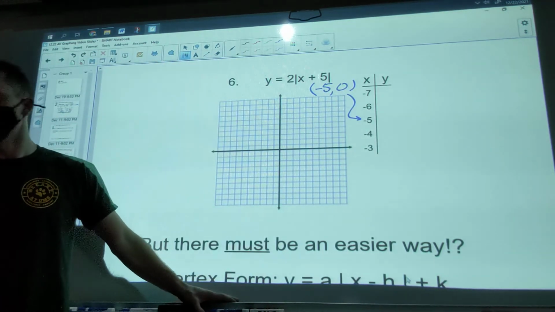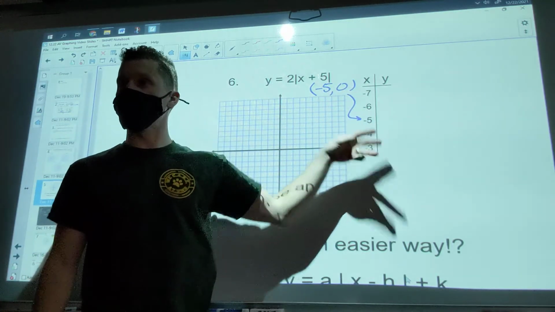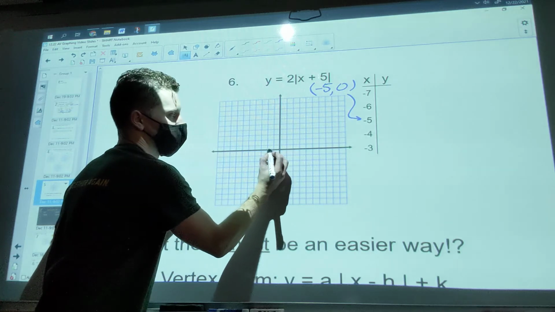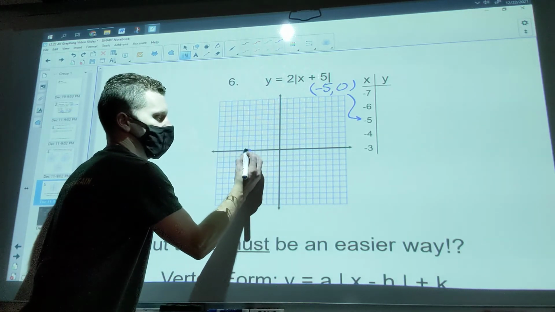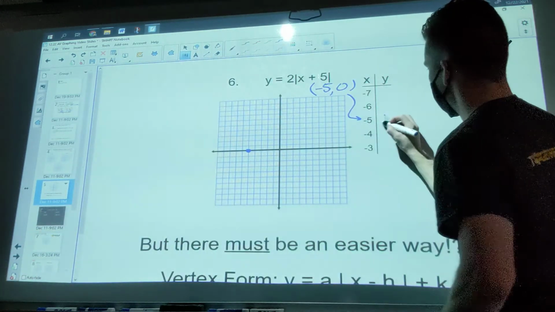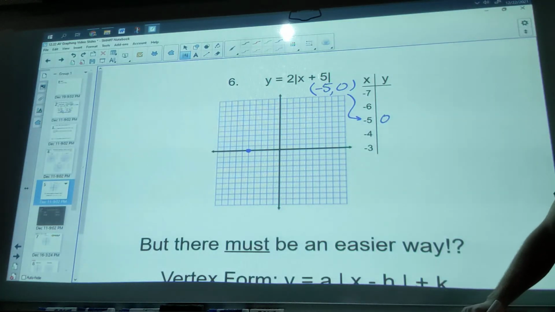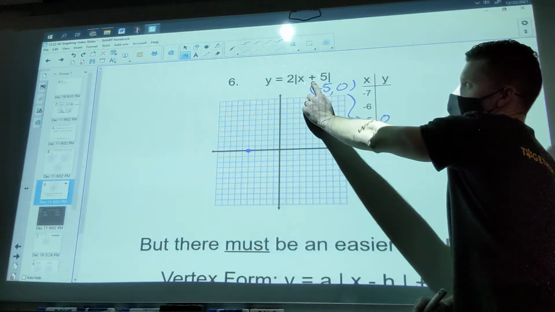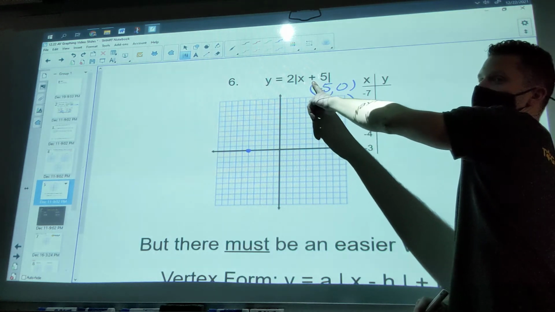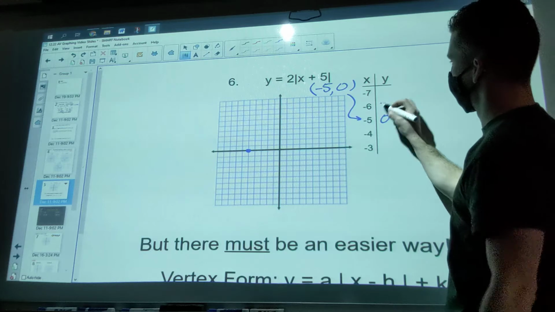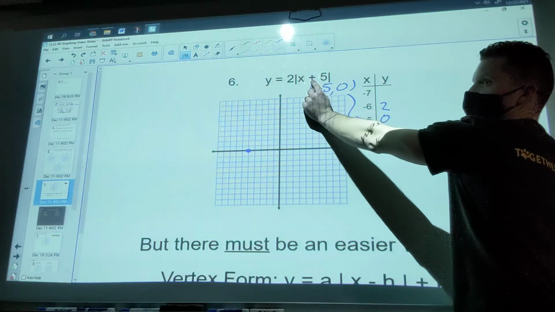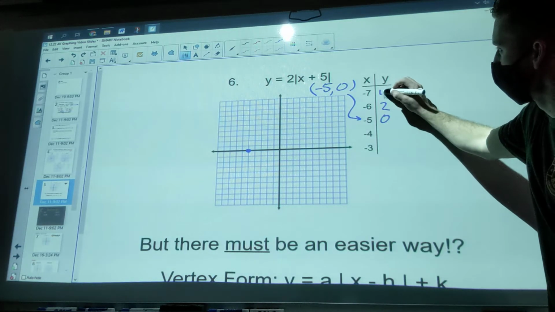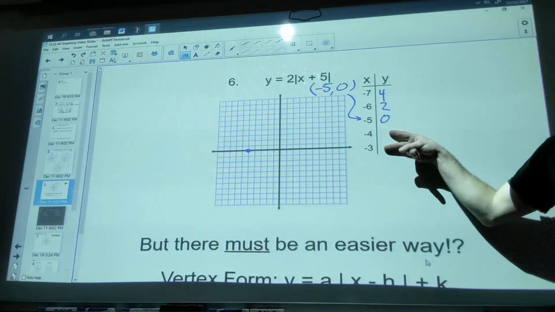From there, we're going to plug in 2 points either above or 2 points below. So let me graph the vertex first. Negative 1, 2, 3, 4, 5, 0. Let's go ahead and plug in some more values. Negative 6 plus 5 is negative 1, absolute value of negative 1 is 1, times 2 is 2. Negative 7 plus 5 is negative 2, absolute value 2, times 2 is 4. Do we need to even plug these two in?